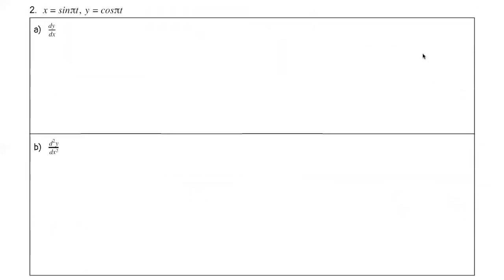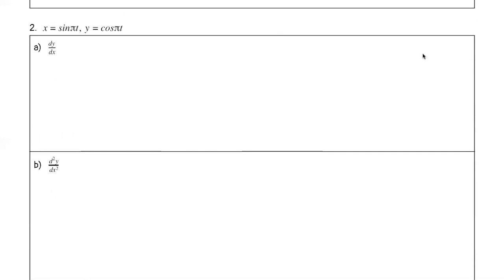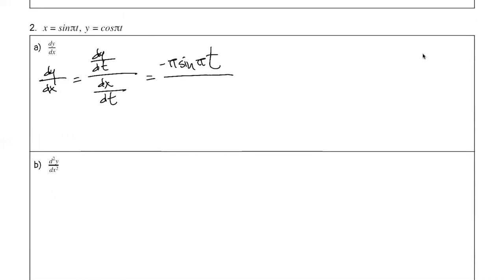All right, so in example number 2, we've got x equals sine pi t and y equals cosine pi t. And so let's go ahead and find our first derivative, dy dx. So I'm going to find dy dt, and I'm going to divide that by dx dt. All right, dy dt will give me negative pi sine pi t. Got to use the chain rule. And then I divide by the derivative of x, which is going to give me pi cosine pi t.